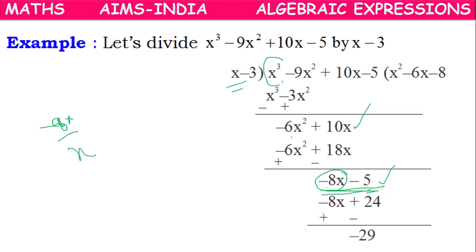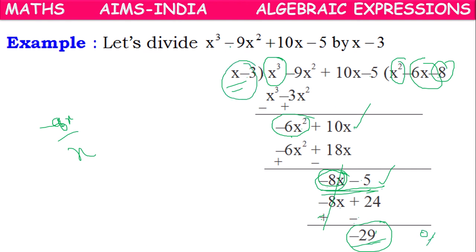So first we divided x cube and got the first term of the quotient. Next we divided minus 6x square, and got minus 6x. Next we divided minus 8x, and got minus 8. So minus 8 into x, minus 8x, minus 8 into minus 3, plus 24, signs to be changed, plus, minus. Minus 8x plus 8x cancel, minus 5 minus 24, minus 29. Now, the degree of minus 29 is 0 because it's a constant term, but the degree of the divisor is 1.